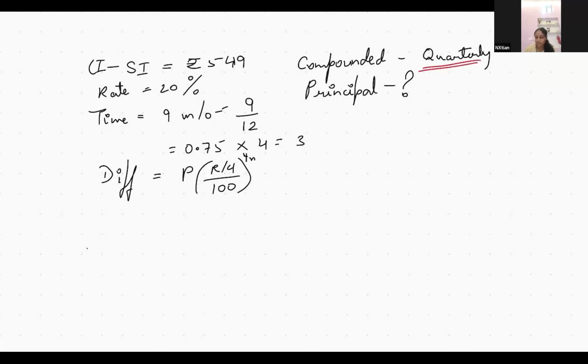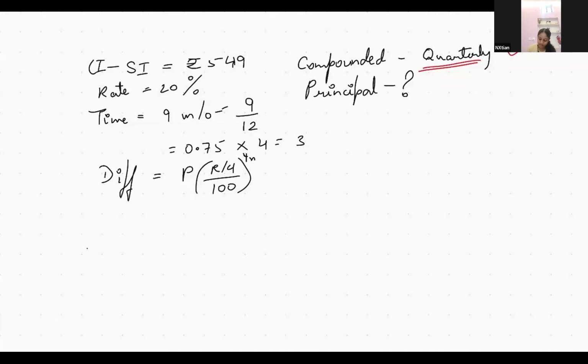Like I explained when I was explaining the formulas, when something is compounded quarterly, you divide the rate by 4, and always multiply the time by 4. When it's half yearly, we divide the yearly rate by 2. And if it's annually, we don't divide it with anything. Then as it is, we take it.